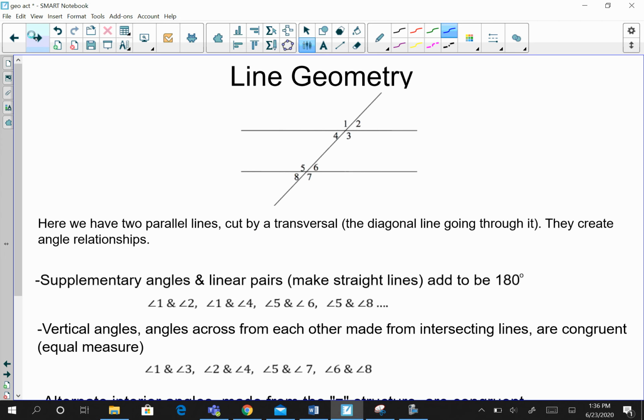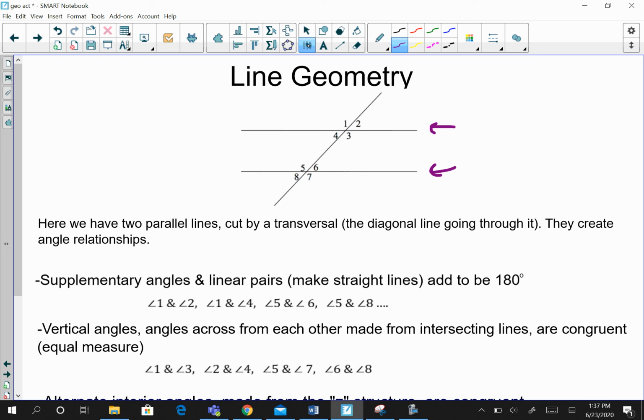All right, line geometry, this is the big one. So this has a lot to do. You have 2 parallel lines. My 2 parallel lines are right here, and they're cut by this transversal. Transversal means it goes diagonally through the other lines. So that creates a lot of angle pairs. You can pause and read this.